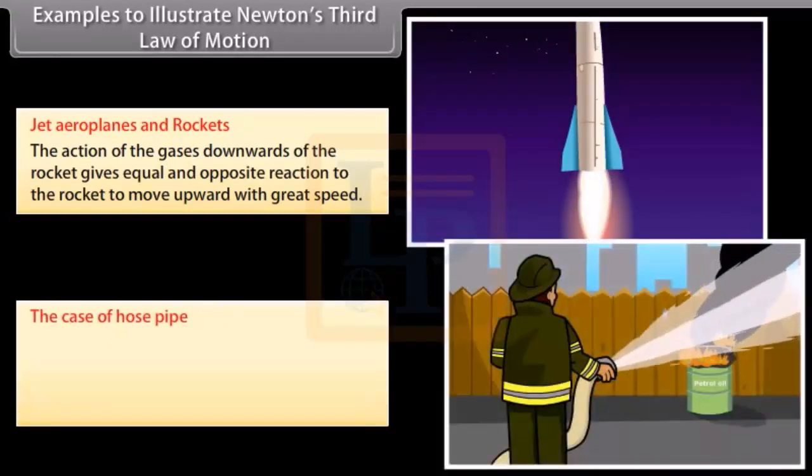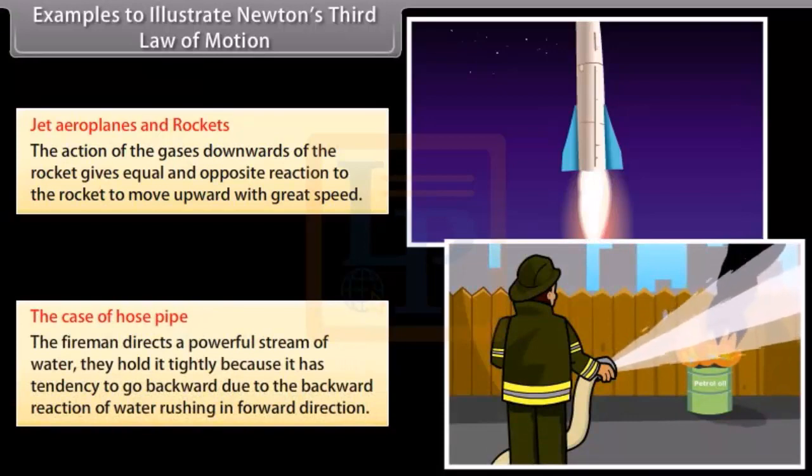The case of the hose pipe. The fireman directs a powerful stream of water. They hold it tightly because it has a tendency to go backward due to the backward reaction of water rushing in the forward direction.